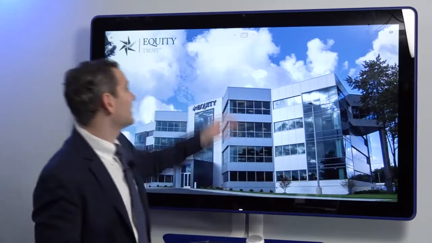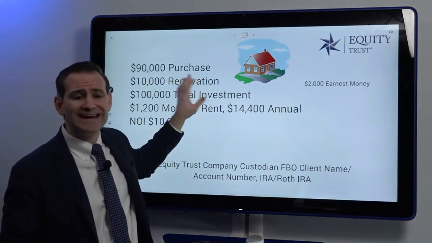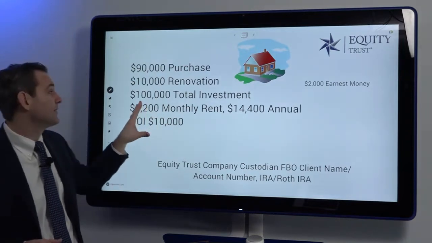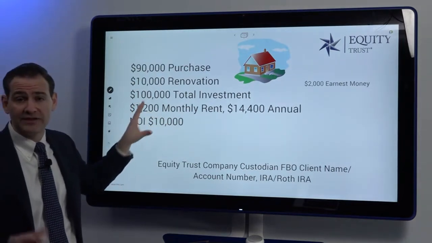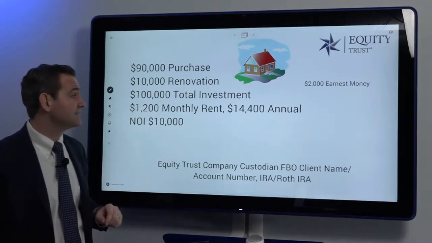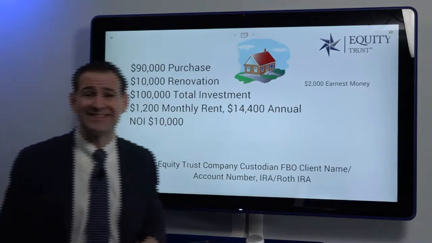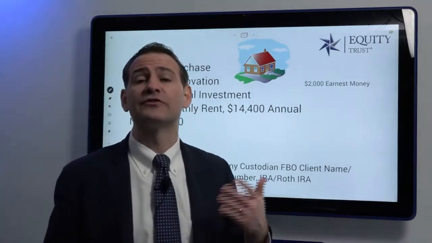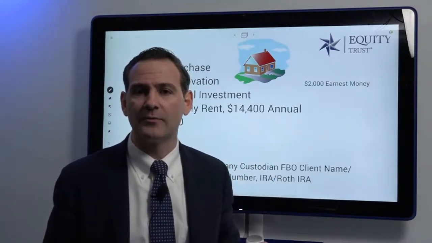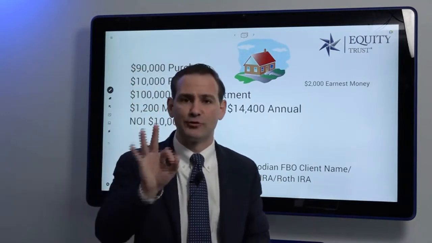Now, to aid us in this conversation, we're going to go through this hypothetical example where we buy a property for $90,000. We put $10,000 worth of rehab into the property. We're in it for $100,000 as an all cash buyer. We're renting it out for $1,200 on a monthly basis, which is $14,400 annually, with a net operating income of $10,000. Or in other words, we have $10,000 in cash flow flowing back into our self-directed IRA or retirement plan, all tax exempt.